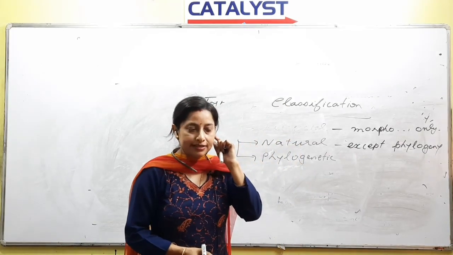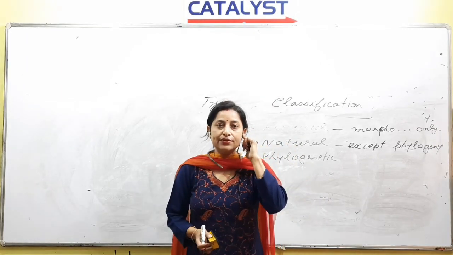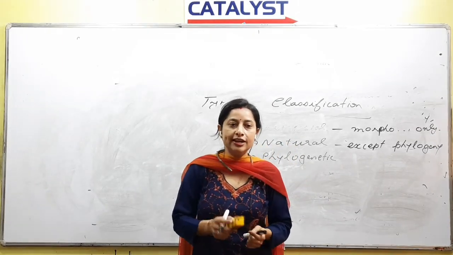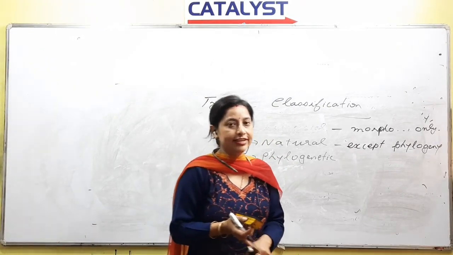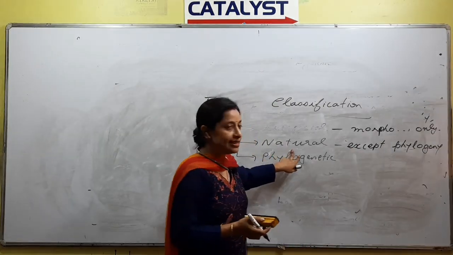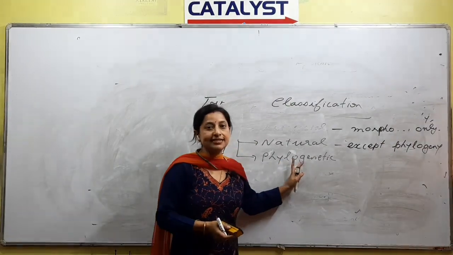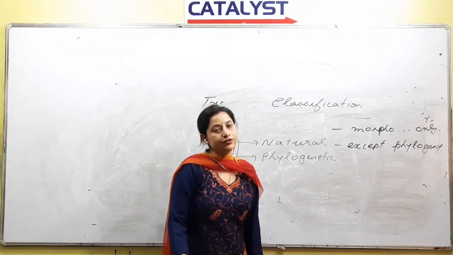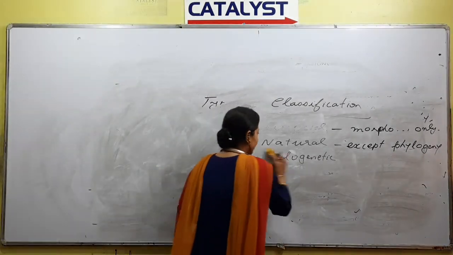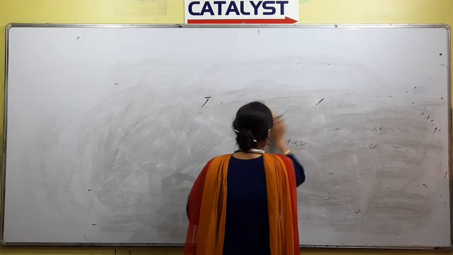In primitive studies, the earlier scientists classified based on morphological studies, and so that is considered as an artificial classification, right? Natural is all the characters except phylogeny. Where phylogeny is considered for classification, that classification is said to be phylogenetic. And the most accepted is the phylogenetic classification.